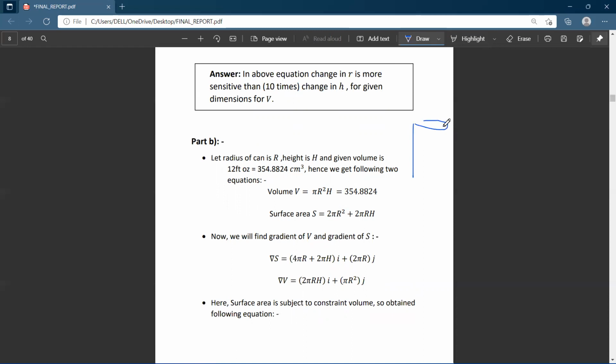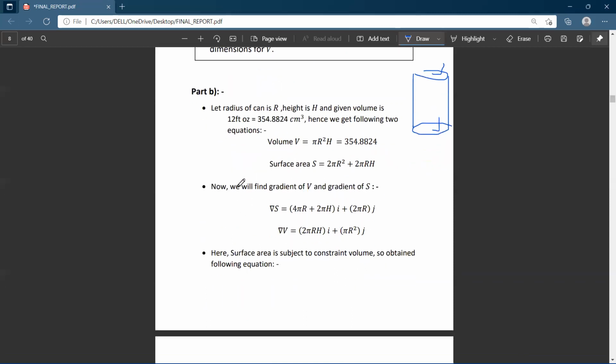So surface area will be the sum of the two circles' area plus the area of the cylinder, which is 2 pi rh. The surface area of the two circles is 2 pi r square, plus 2 pi rh. So after that, S is subject to the constraint of the volume V.